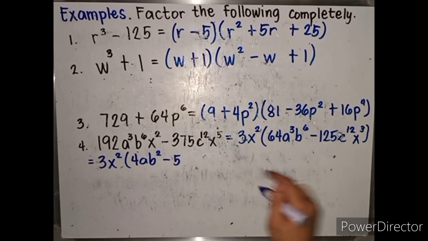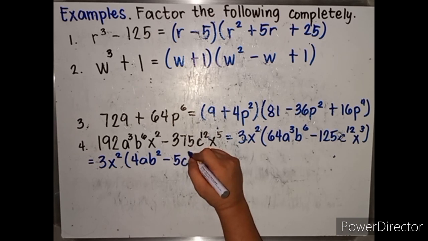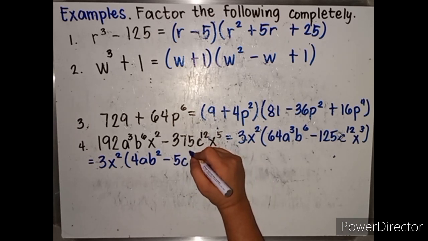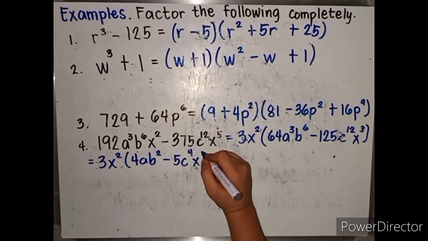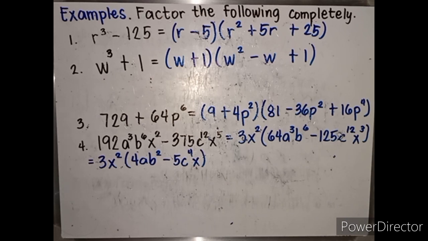Cube root of c to the 12, divided by 3 yung 12. So therefore, that will be 4. X cube, so the cube root of x cube is x. Ito na yung binomial factor natin. Let's get the trinomial factor from this one, of course.